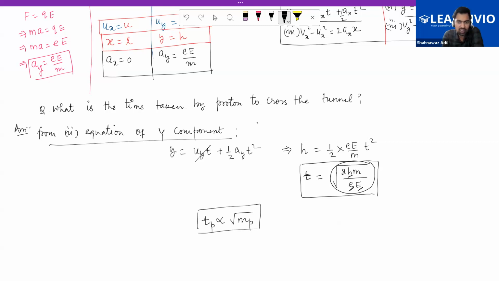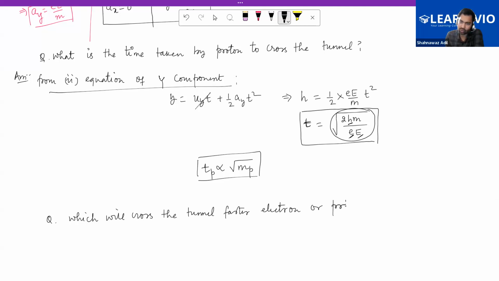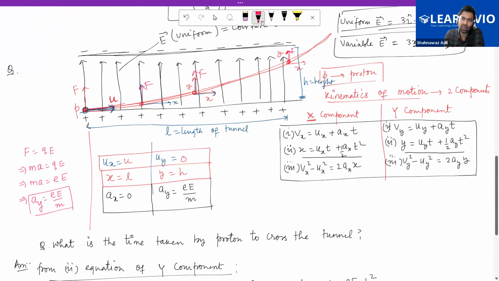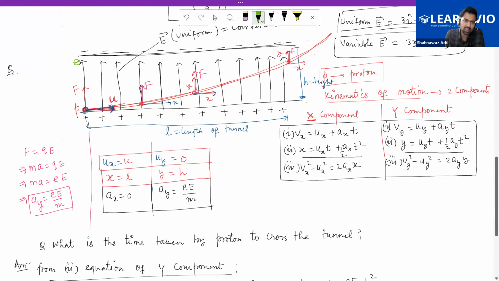Now another question would be: which will cross the tunnel faster, electron or proton? So we have another question where we are throwing the electron as well. We have an electron which is here and is crossing this tunnel, following this path. Right, this is the electron.